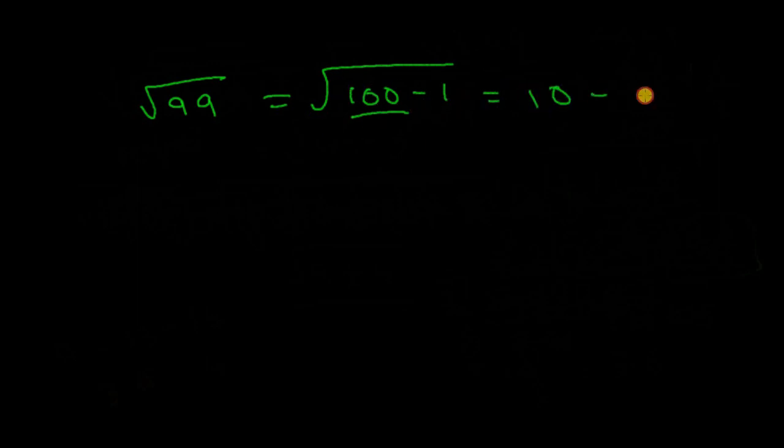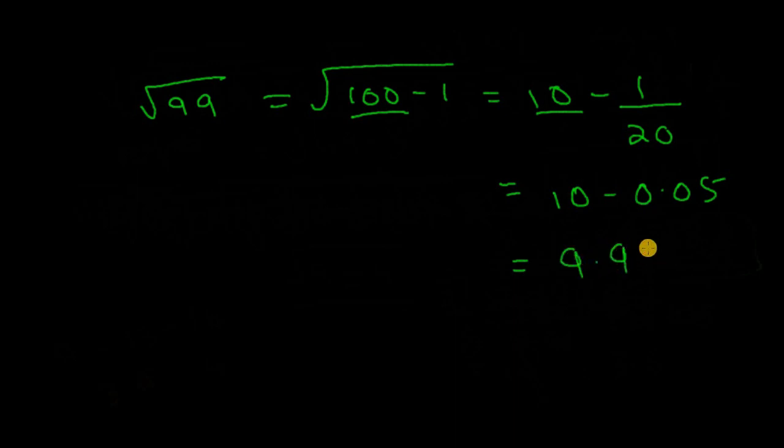So our last example here is root of 99. Now this is going to be really easy for you because root of 99 is nothing but 100 minus 1. Take the root of the first number. Since it's a minus sign, keep minus, and keep the second number as it is. 1 upon 20, you've got to double this number. So 1/20th is nothing but 0.05. So it's 10 minus 0.05, which is equal to 9.95.